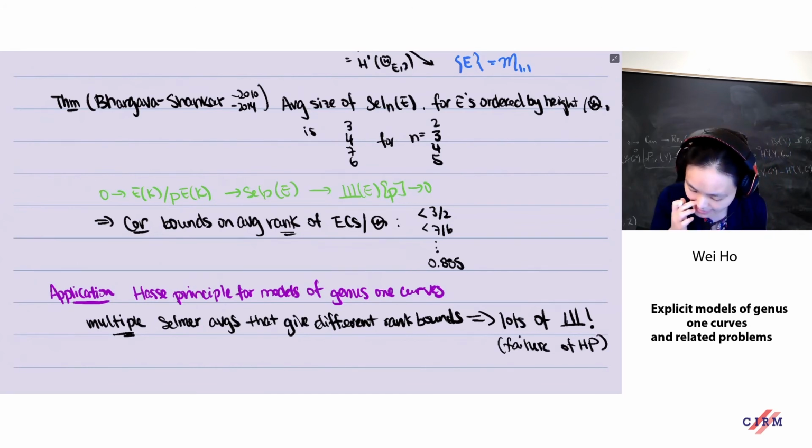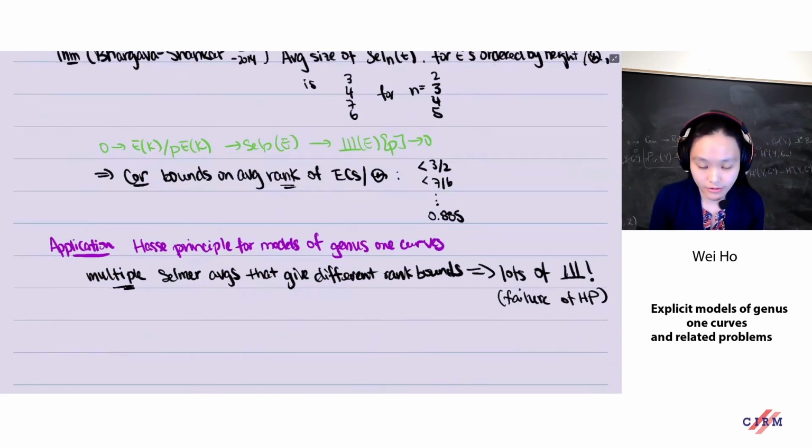So Manjul Bhargava has work, for example, for exactly these cases, which show that for the models of genus 1 curves that we talked about for 2, 3, 4, so the binary quartic model, the ternary cubic model, and the intersection of 2 quadrics model, because we have this really good bound that comes out of the 5-Selmer thing, we show that there's lots of Sha in those cases. He proves that there's a positive proportion of those models that are going to fail the Hasse principle. Okay, and he and I have some joint work in other cases as well that show some failure of the Hasse principle for the same reasons.